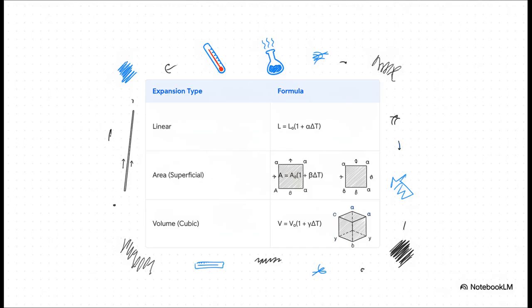Now, here's where it gets interesting. How do we actually put numbers to this? Well, we've got three key formulas. For just length, we use this coefficient of linear expansion. We call it alpha. For a 2D area, it's beta. And for a 3D volume, it's gamma. You can see in each formula, the new size is basically the original size, plus a little extra that depends on that original size and, of course, how much you heated it up.